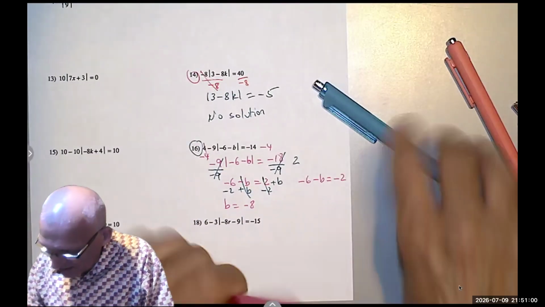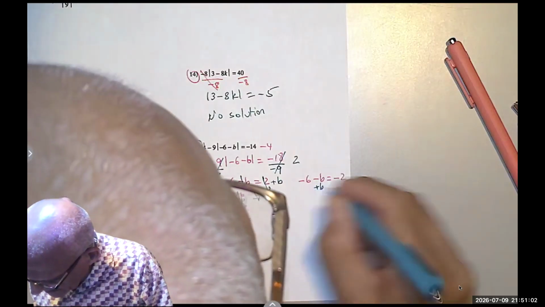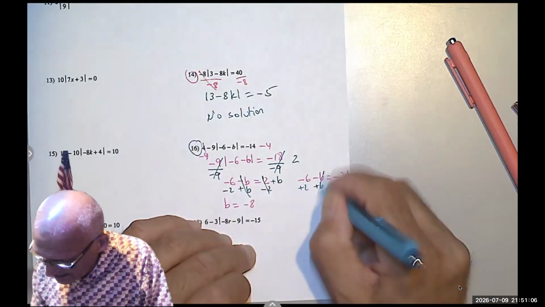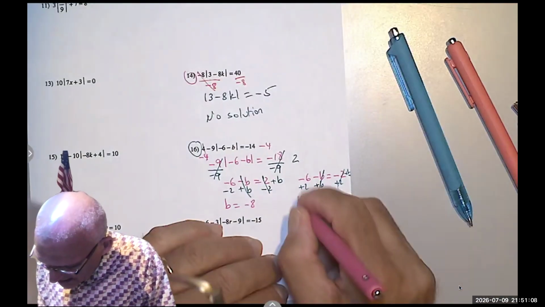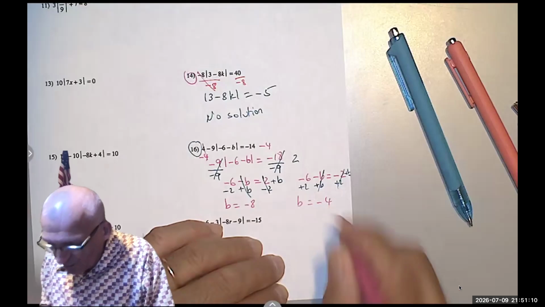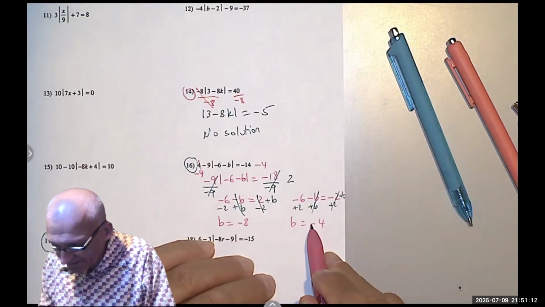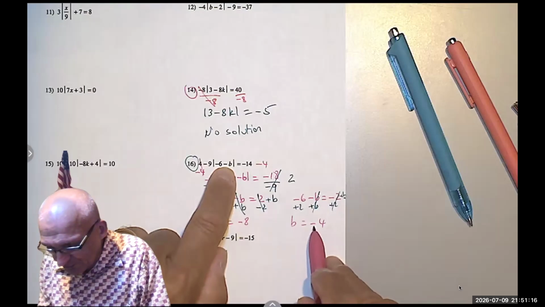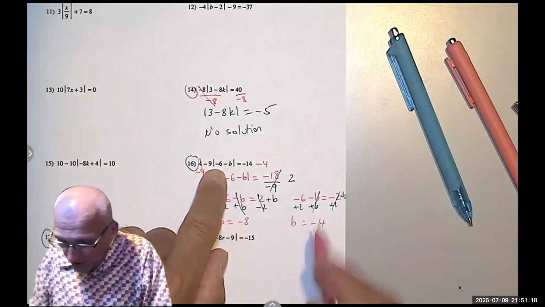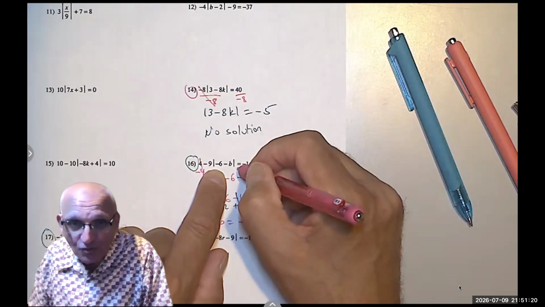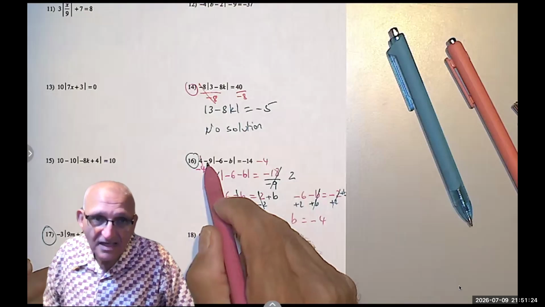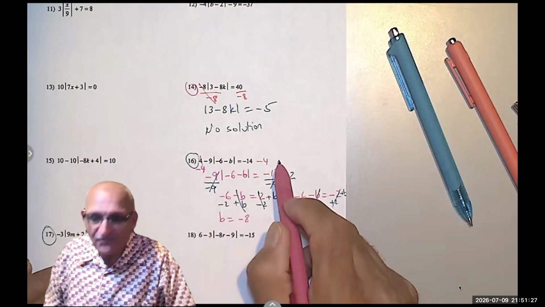What about this one? I'm going to add b to both sides, and I'm going to add 2 to both sides. So I get b equals negative 4. What if b is negative 4? Negative 4 times negative, you get positive 4. Minus 6 is negative 2, but the absolute value of negative 2 is positive 2. And like before, 2 times negative 9 is negative 18, plus 4 is negative 14.